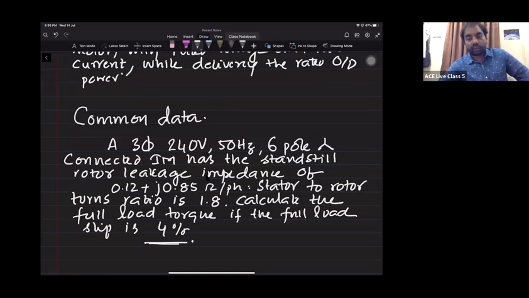Does maximum torque occur at full rating? No, maximum torque is different from the full load torque. That we'll see tomorrow, right? Don't worry. Torque to produce maximum torque, no, they are different. S is equal to 1, it is a starting torque.